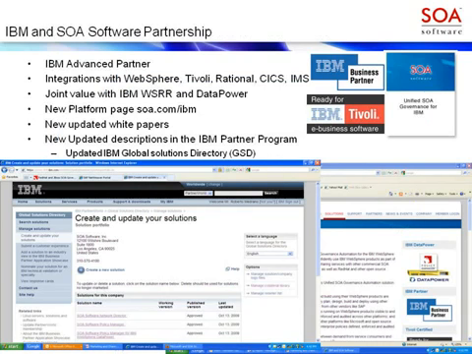To take a step back quickly, IBM and SOA Software have had a partnership for many, many years. SOA Software is an IBM Advanced partner, and we have separate integrations across the IBM product stack. We have multiple integrations with the WebSphere products. I'll talk about those in a second. We integrate with the Tivoli products, the Rational products, and the IBM mainframe products such as CICS and IMS. So we've really had a lot of experience working with IBM as well as working with IBM customers, and we present, I believe, a lot of joint value with the IBM product set.